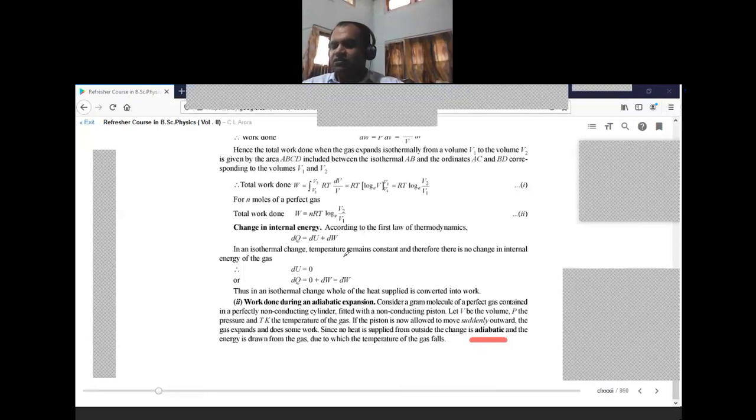Adiabatic means no heat is allowed to pass from outside, or no heat is allowed to leave the system to outside. Okay. And since the process is adiabatic and the energy is drawn from the gas, the temperature of the gas falls.